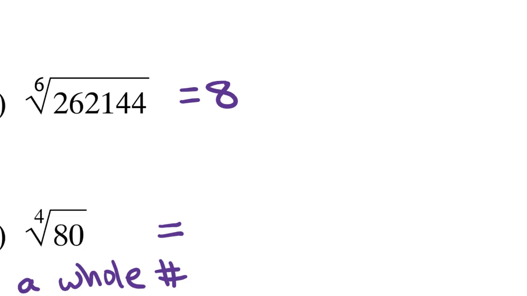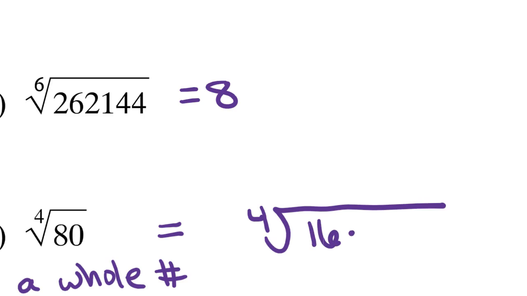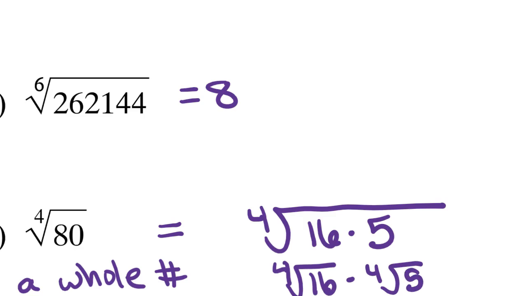It's a decimal? Okay, so look at this one. The fourth root of what and what? What perfect fourth could go into 80? 16 does. That's right. 16 times 5. Now you know how to do that. We're going to do the fourth root of 16 times the fourth root of 5, and then it's going to give us 2 times the fourth root of 5.